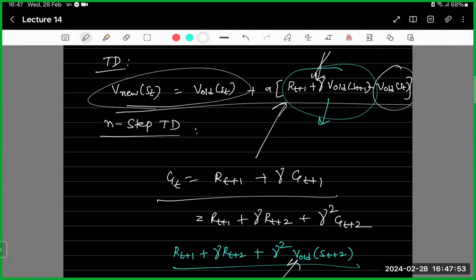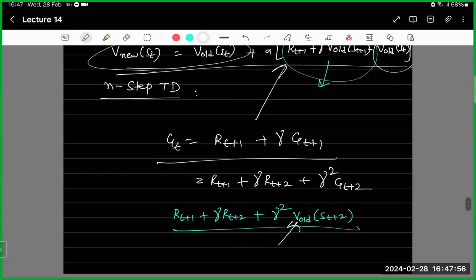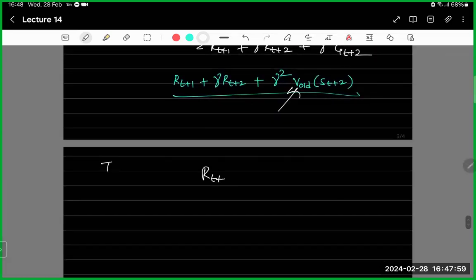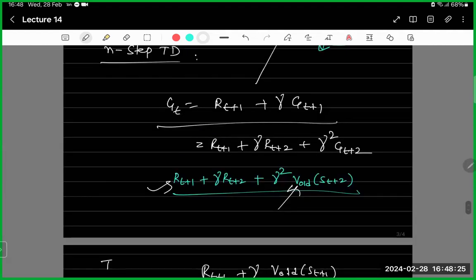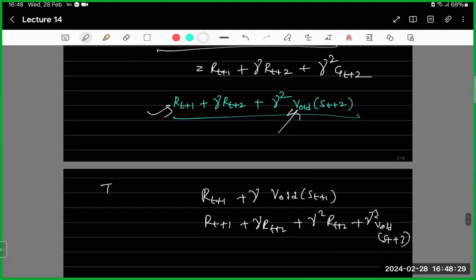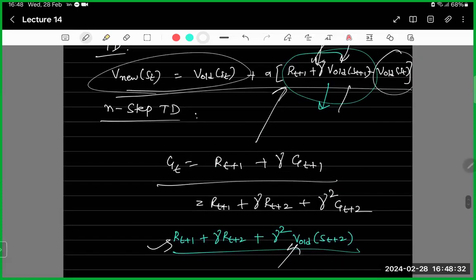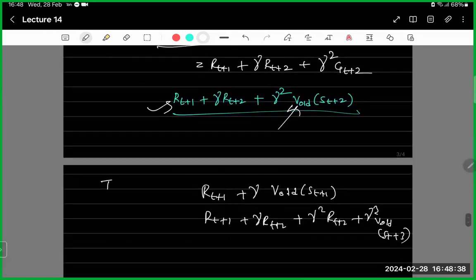Is that clear? So if you want to use one step, you will write like this, right? RT plus 1 plus gamma times V old of ST plus 1. This is one possibility. Like, this is another possibility. Similarly, if you write a three step, I'll get something with V old of ST plus 3. Now, instead of using one of these as my substitute here, I'll just take the average of these three values and put that in this place. Okay? So that will give you my hybrid update rule.